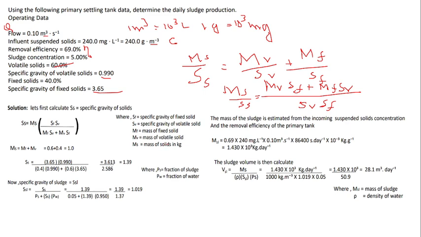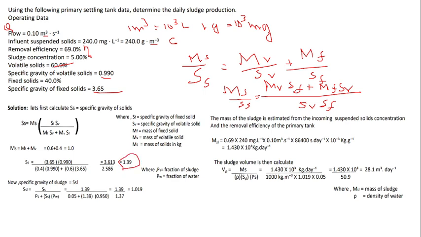To find the mass of the solid, we have to add both the mass of volatile and fixed solid, which is nothing but 0.6 and 0.4, so 0.6 plus 0.4 is equal to 1. That is the total amount of solid. Now, the mass of the volatile solid, which is 0.6, is substituted here, and the mass of the fixed solid, which is 0.4, is substituted here in the formula. And then the specific gravity is also given, 0.99 and 3.65. Just multiply them and substitute correspondingly here. You will obtain the specific gravity of solid as 1.39.